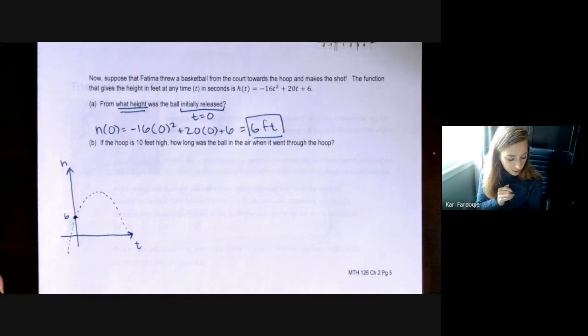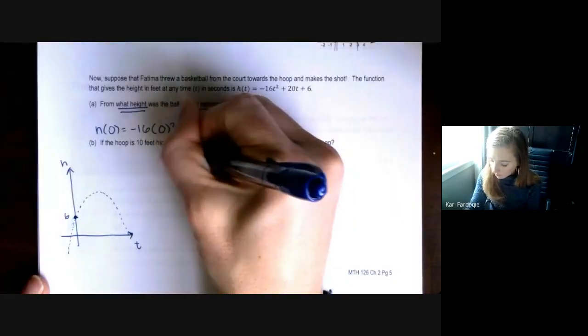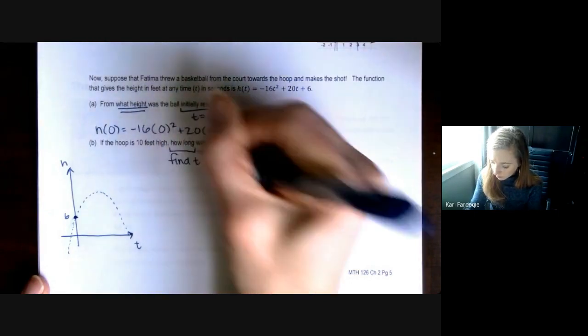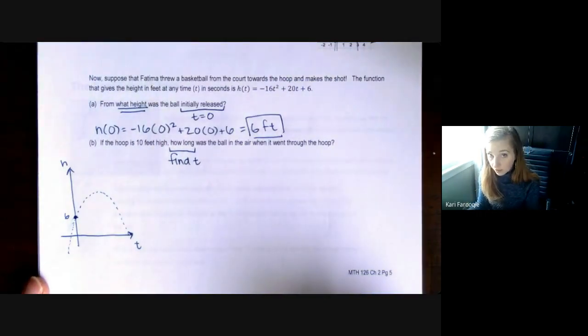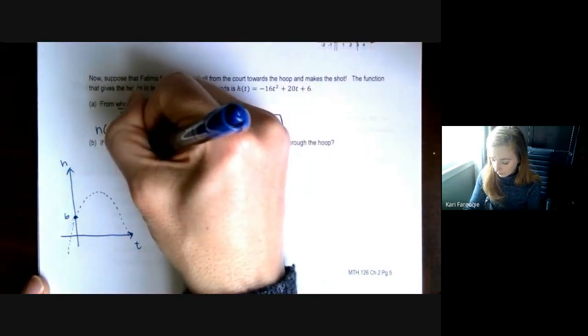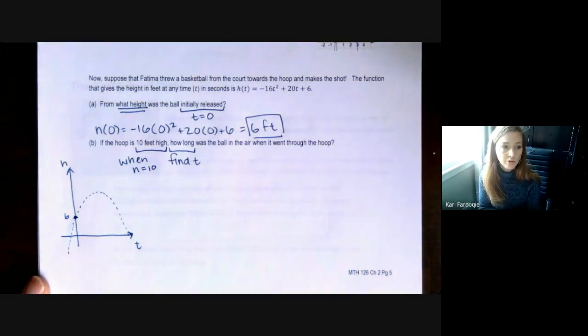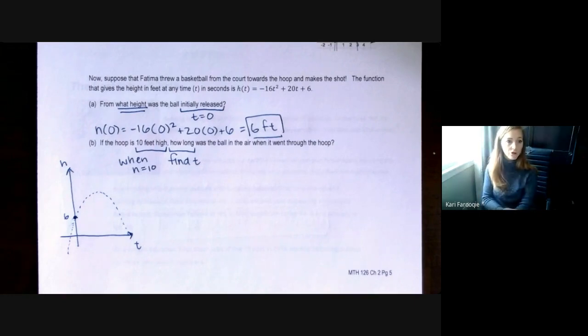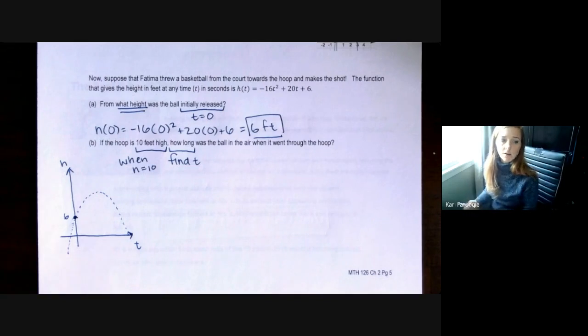If the hoop is 10 feet high, how long was the ball in the air when it went through the hoop? How long means find t. The hoop is 10 feet high, so when h equals 10. That's it. The skill here is being able to interpret the wording of the exercise into mathematical language. When h is 10, h represents the height of the ball. Find how long it was in the air if it went through the hoop.